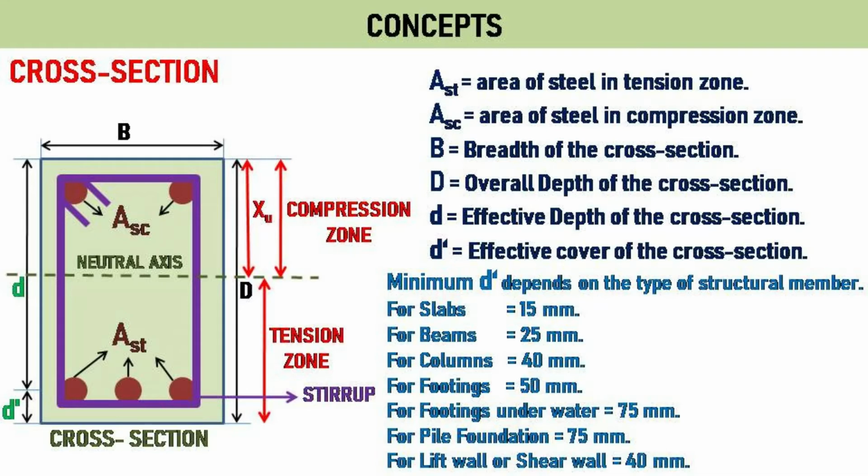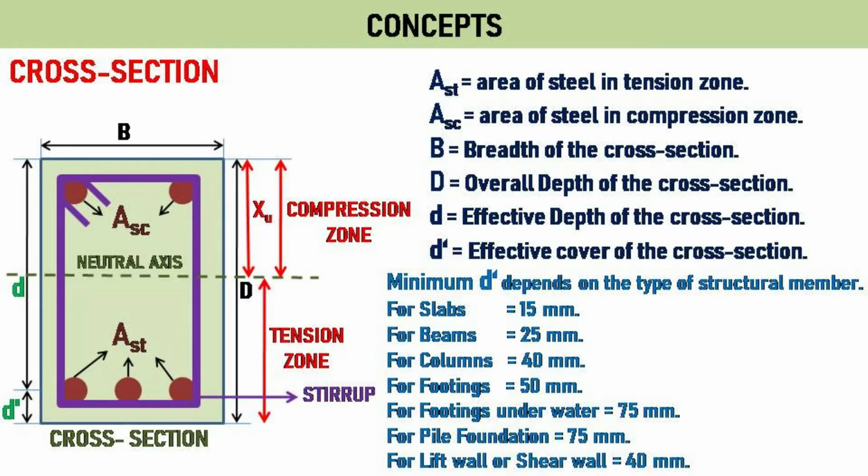The distance from the top fiber to the neutral axis is called the actual depth of neutral axis, and is denoted as XU. Steel provided in the tension zone is denoted as AST, and the steel provided in the compression zone is denoted as ASC. The distance from the top fiber of the cross-section to the center of the reinforcement is called effective depth, and is denoted with small d. The distance from the center of reinforcement to the bottom fiber is called effective cover, and is denoted as d'.